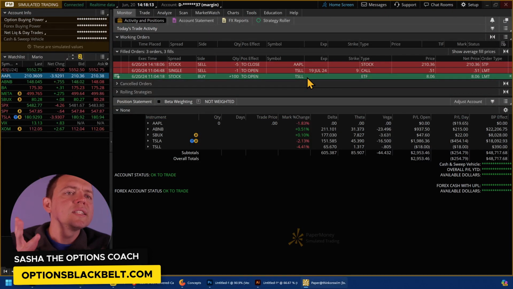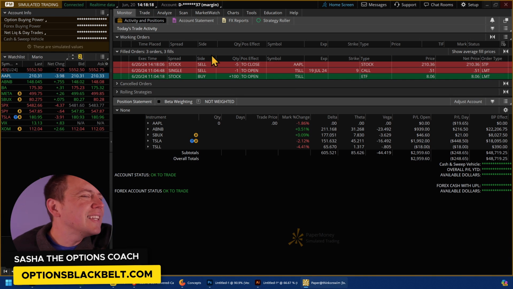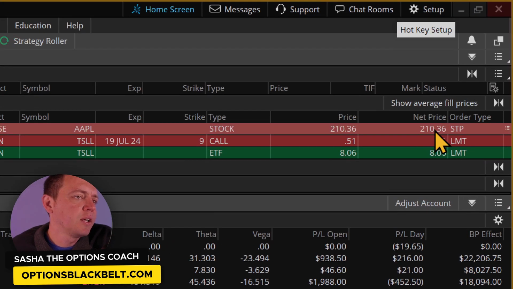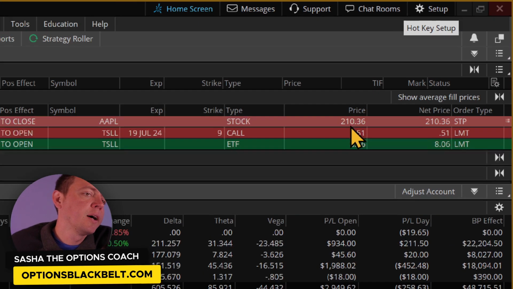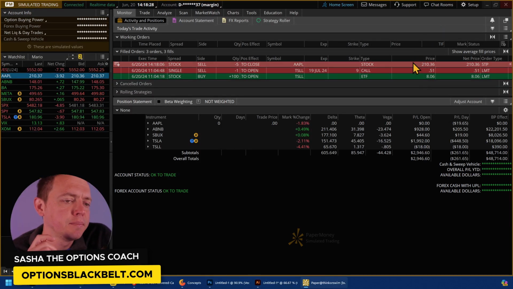With the liquid stocks, it's usually fine. The issue is with the illiquid stocks, this could be a problem. But there we go. The stop got hit, and then we got out nicely, you could say. Now, with the limit order, you could at least be more specific about what price you want to get out.